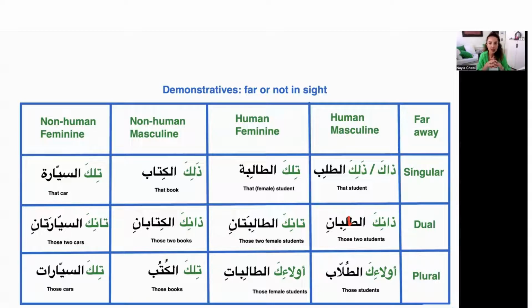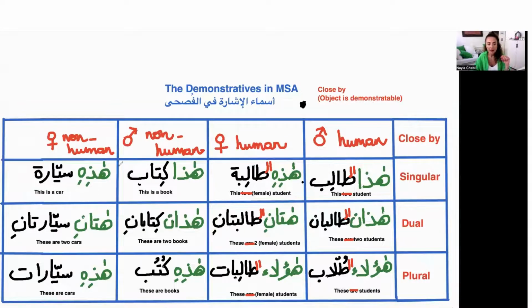Before we finish, just a quick note about the case ending for demonstratives. I didn't go into that in detail. However, what I can tell you is when it is a nominal sentence like this one, this is a book, then it is always in the rafa. So it would be هذا كتاب. Okay, and I use tanween because this is indefinite. Always for a nominal sentence, the case ending is the nominative, which is الرفع.